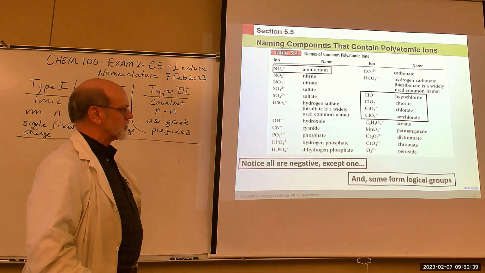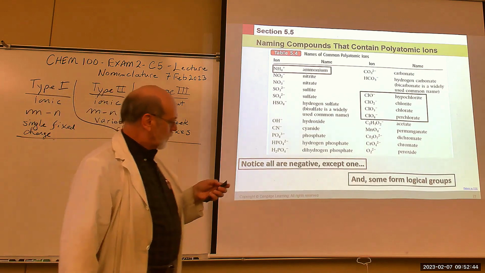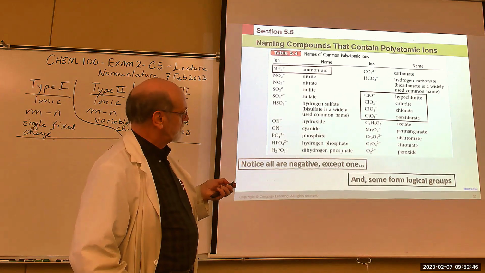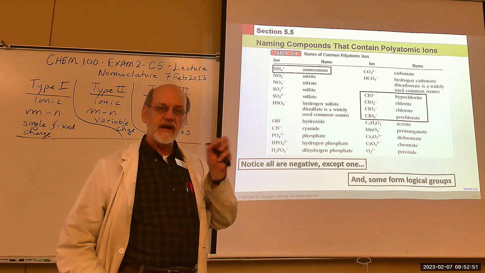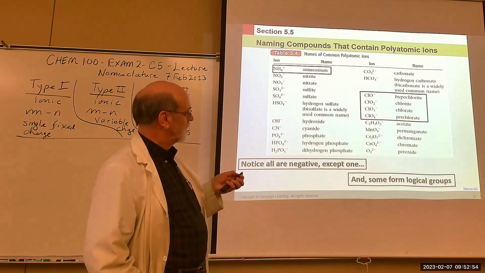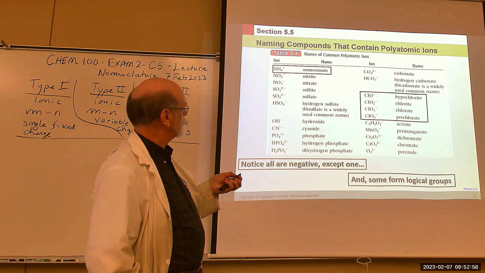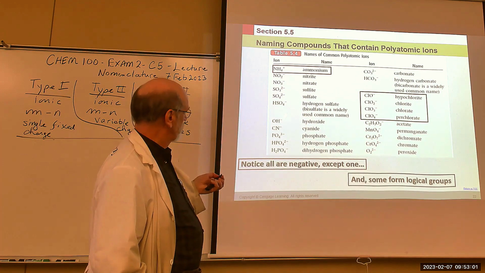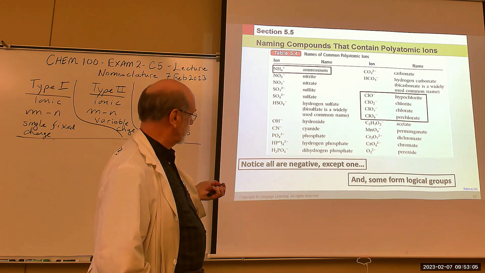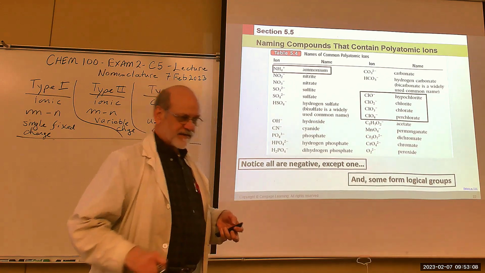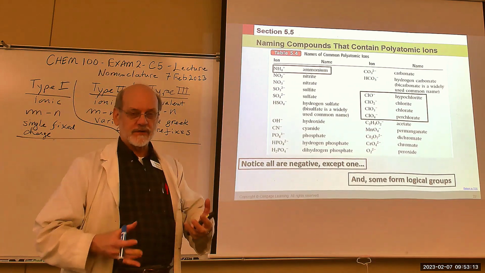Well, some do form logical groups. Maybe this is a good time to cover that. Notice that many of these are combinations of nonmetals and oxygen. Here we have oxygen, oxygen, oxygen all the way down here. There's no oxygen here, but there's an oxygen here, here, and here. So that can help you identify polyatomic ions in a formula that's given to you.